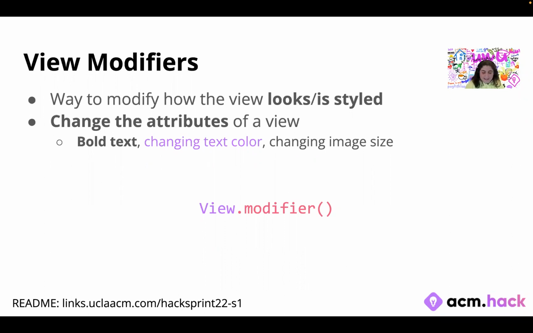Yeah, there's a lot of things that you can do with view modifiers, but just to keep it on a surface level, some things that we can apply right now are to bold the text, change the text color, and change the image size. And it will look a little something like this, but again, there are so many modifiers available, just like there are so many views available to us.